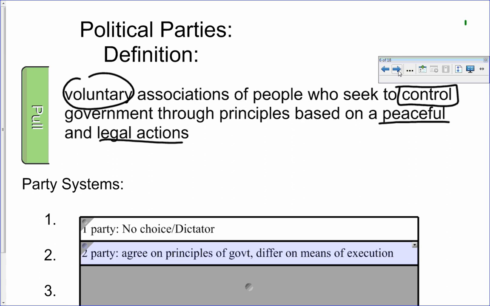All right, so in the two-party system, we agree on the principles of government. So we agree that there should be elections, there should be a Congress, there should be a president, and so on. We just differ on the means of execution.